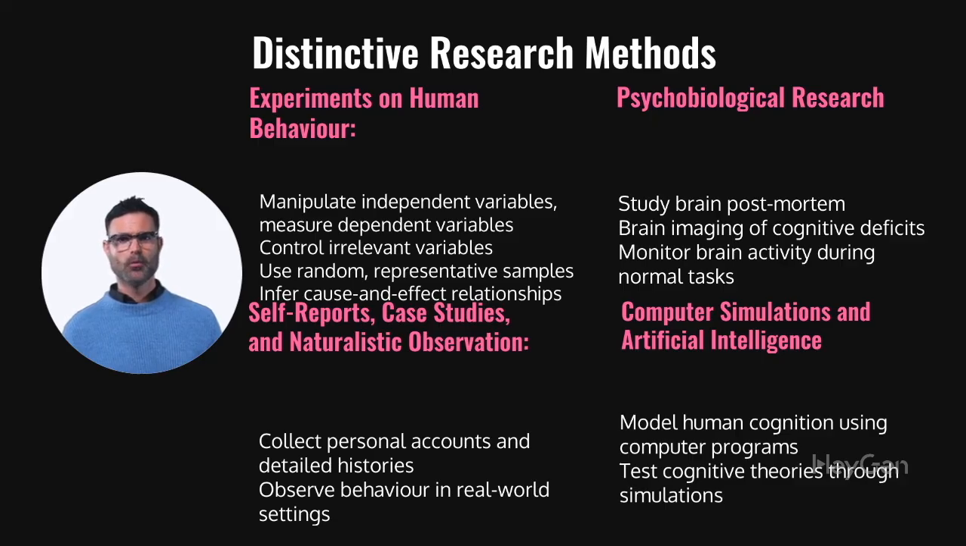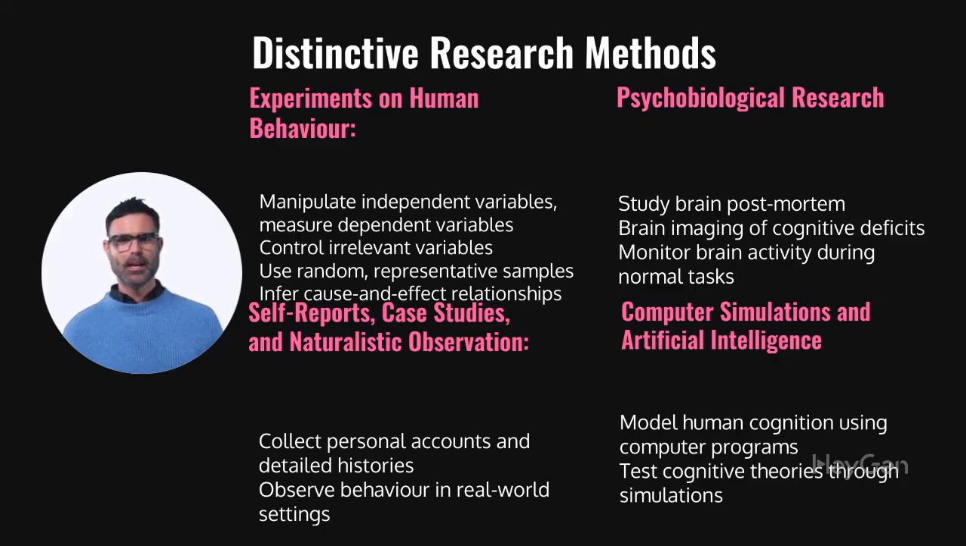Researchers must select a random and representative sample and maintain strict control over conditions. When done properly, experiments allow researchers to infer cause and effect relationships between variables. Second, psychobiological research. This method explores the link between brain activity and cognitive abilities.